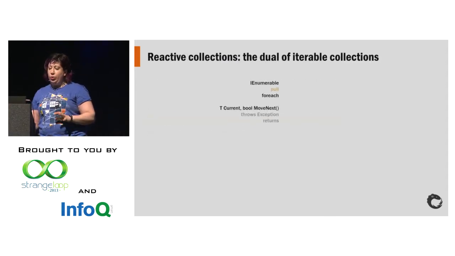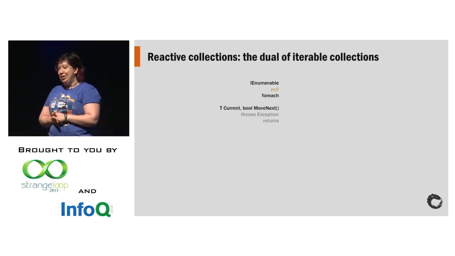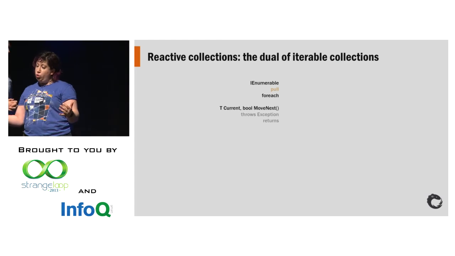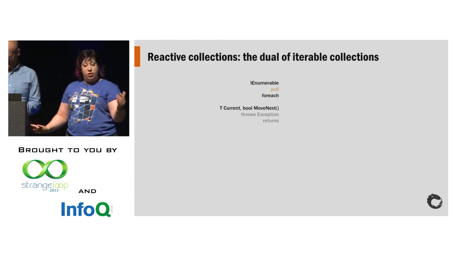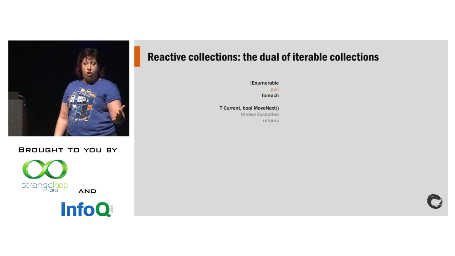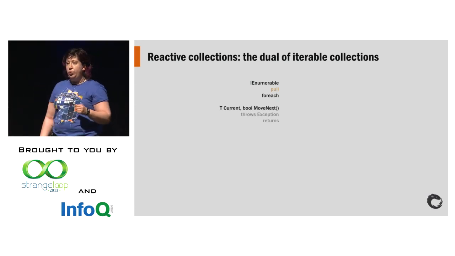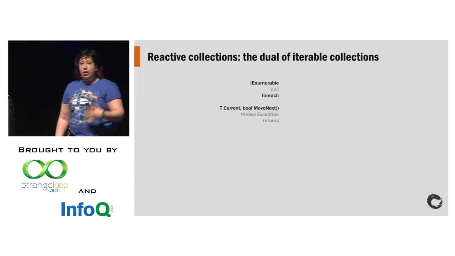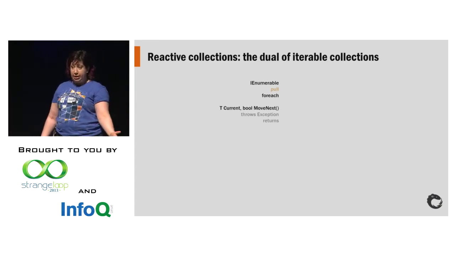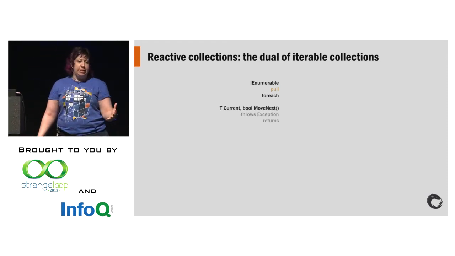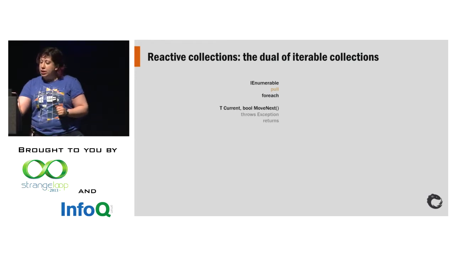So this is all we'll say that's even slightly category theory related, and that's that the iterable collections are the dual of observable collections. So on the left here, we have the C# name for an iterable, which is IEnumerable. And what you can do with it is foreach over it. You can get the current element. You can move to the next element. You can throw an exception, potentially. And there's no explicit completion because you're done when you're done iterating through all the elements.